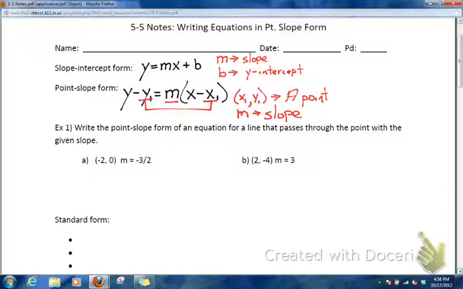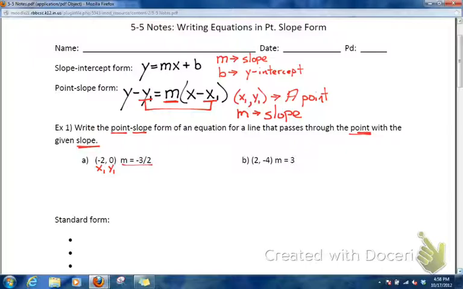So, for point-slope form, they will simply be giving you an ordered pair, a point on the line, and the slope. So look at the next couple of examples. Example number 1, A and B. It says write the point-slope form of an equation of a line that passes through the point with the given slope. Here is the point they gave me. Again, the point would be x1, y1, and then here is the slope they gave me, m.